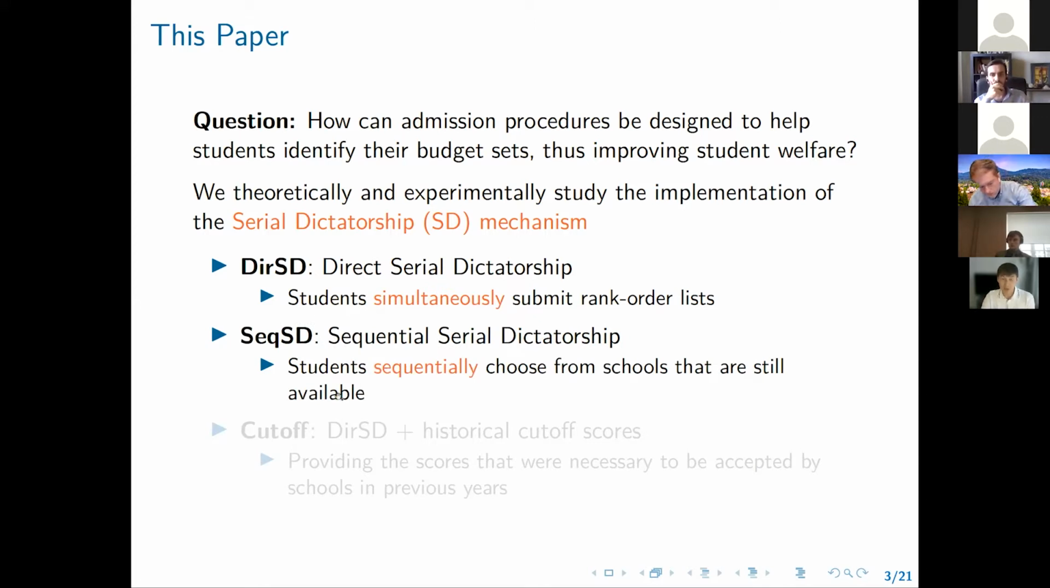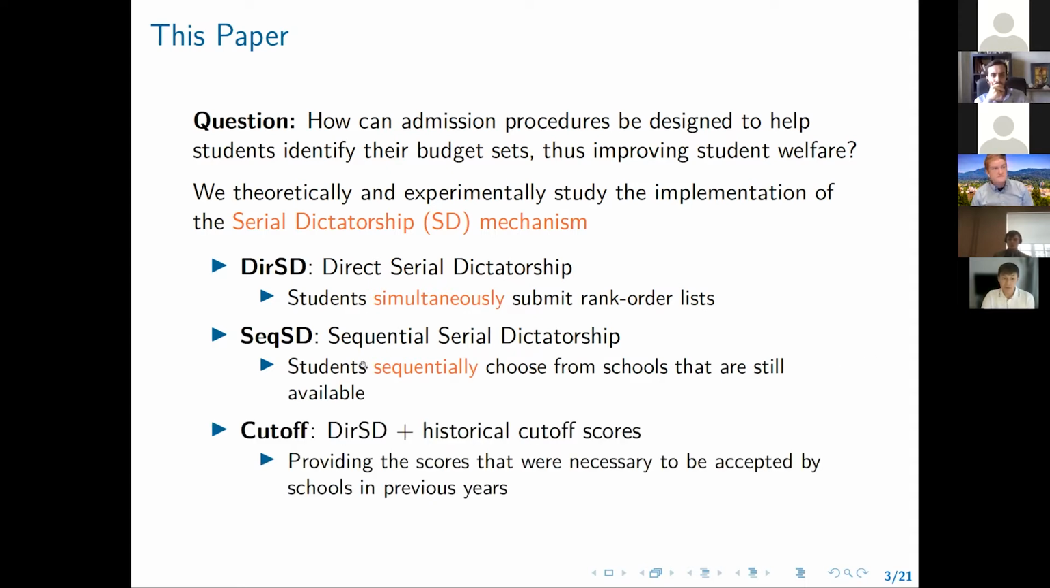Then we consider the sequential serial dictatorship mechanism. This is a mechanism where students move one by one. Every time a student observes the set of universities with available seats and chooses the one she wants to attend. And finally, we consider the cutoff policy. So it's the use of the direct serial dictatorship mechanism, but before submitting the list, students observe the minimum grades which were required last year to get admitted to each university. So hopefully it also helps them to refine their budget sets.